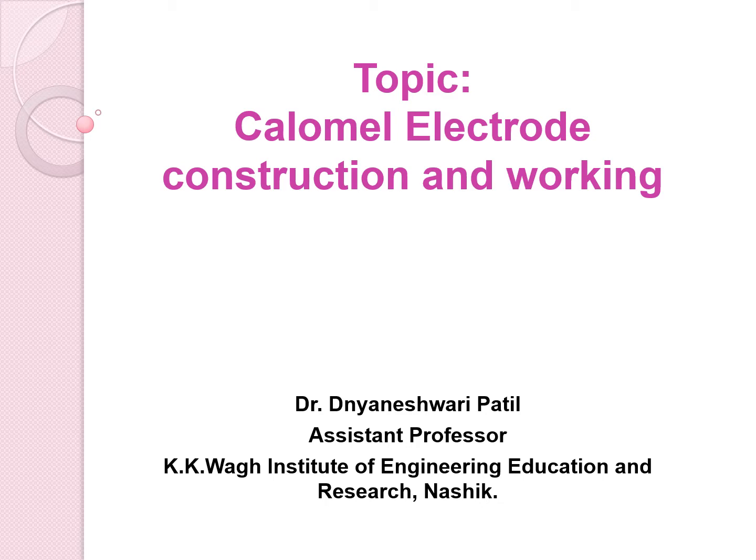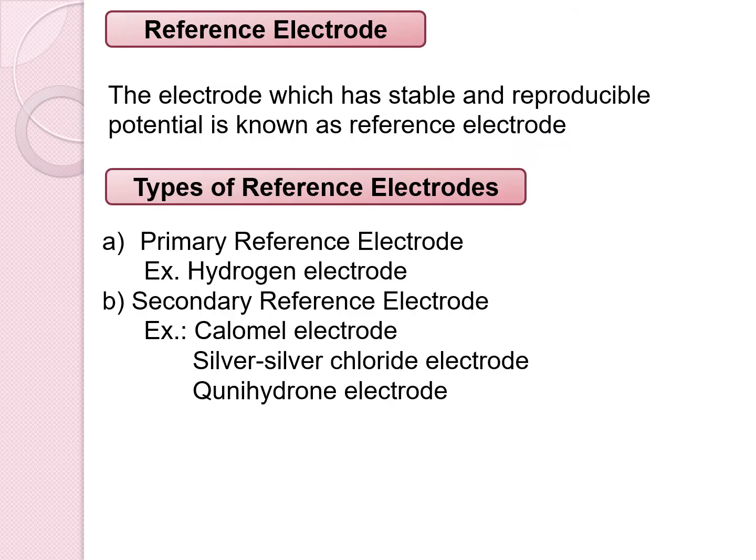From the Engineering Chemistry subject, today we are going to discuss the topic calomel electrode. Now when we say electrode, they are being used to find out the potential of a system or of any solution. Basically we are using two electrodes, reference electrode and indicator electrode. The indicator electrode is the one which indicates the potential of a particular system, while the reference electrode is the one which has a known and stable potential value.